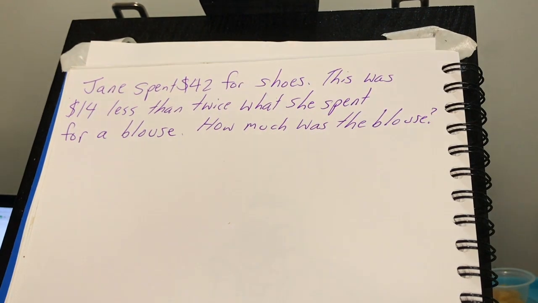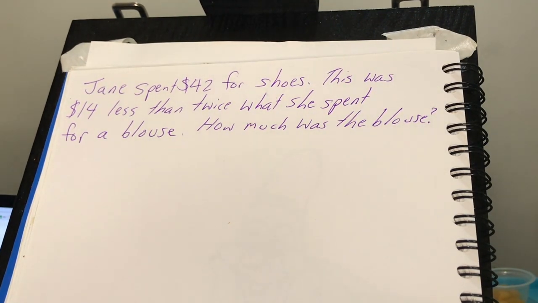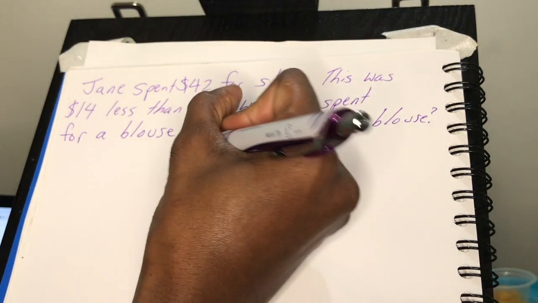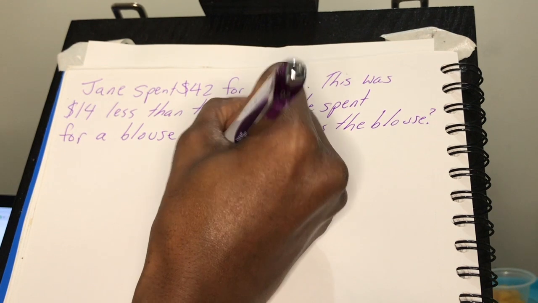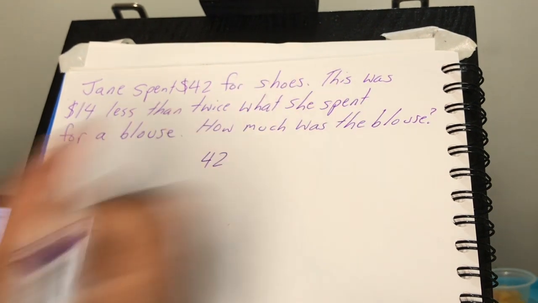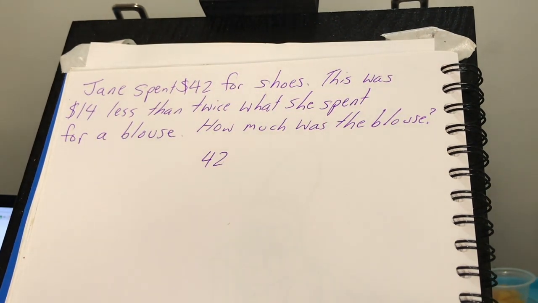Okay, so we need to first find out what are the operations in this problem. What is the variable, the unknown number? So it says that Jane spent $42 for shoes. Okay, so we know that that's how much she spent, $42. This was $14 less than twice what she spent for a blouse.